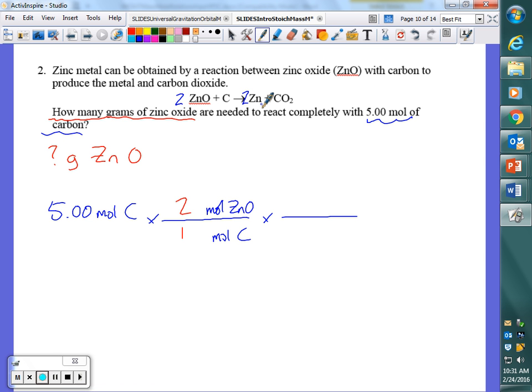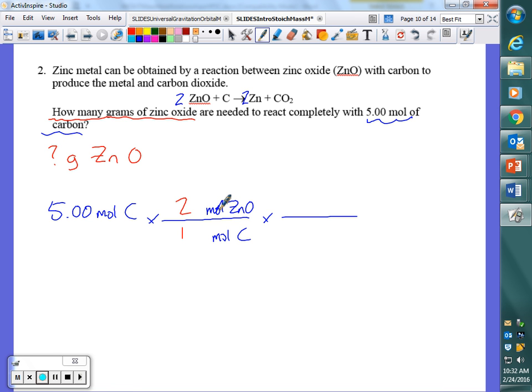Remember, the equation is the recipe, right? It gives us how much of this to how much of this. The moles of zinc, I mean grams at the bottom. No, you have to find how many grams. The conversion factors aren't measurements, they're like known values. Significant digits are based on measurements, always from the very, very beginning.